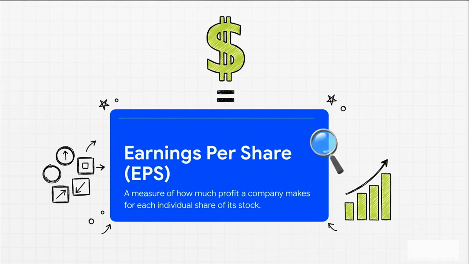Well, just think about it like this. If a company took every last dollar of its profit and split it up evenly among all its stock shares, the EPS is what one single share's slice of the pie would be. It's basically the company's profitability broken down to a per-share level.